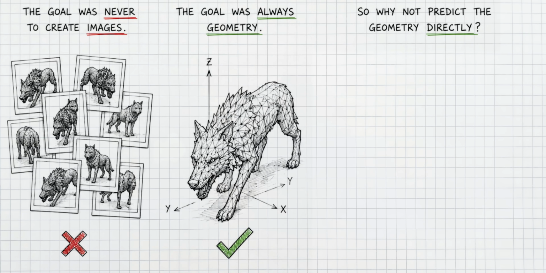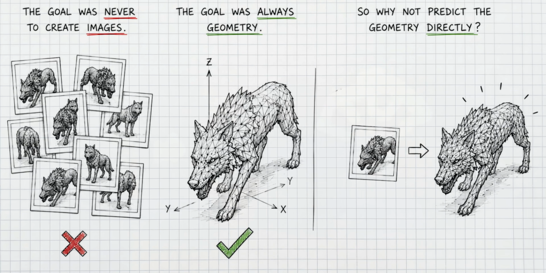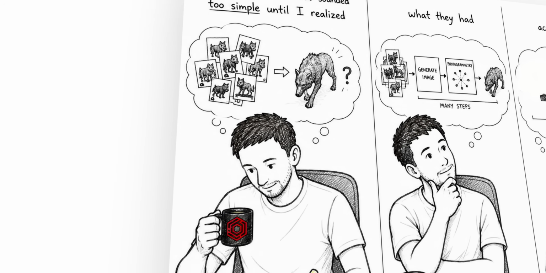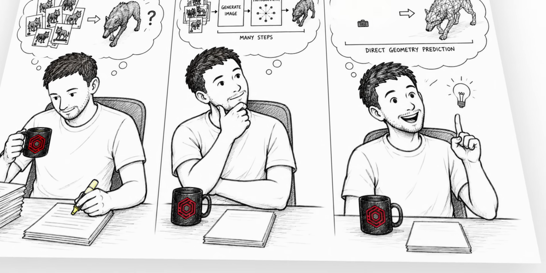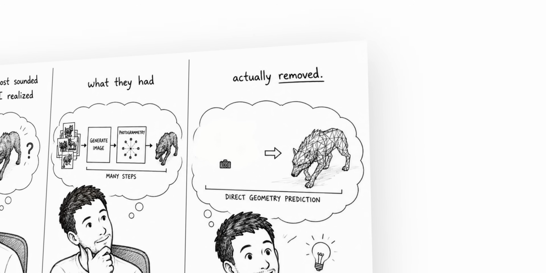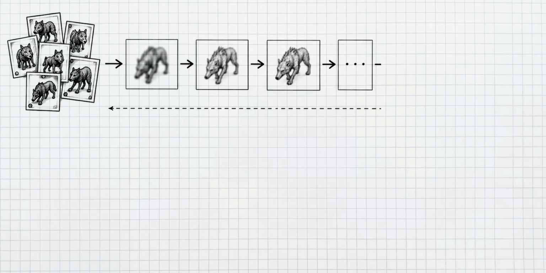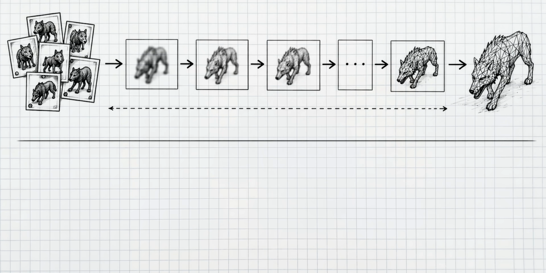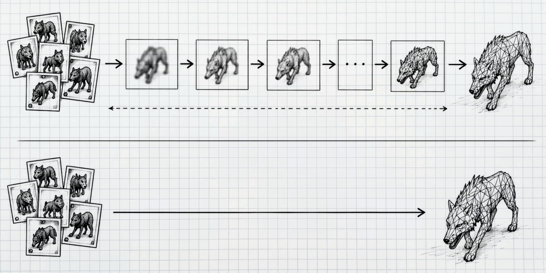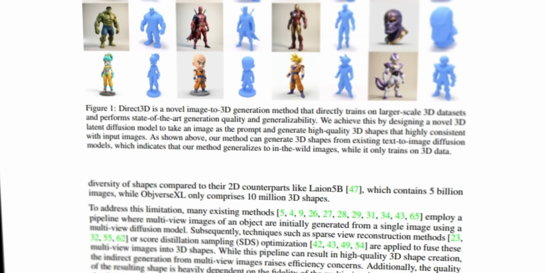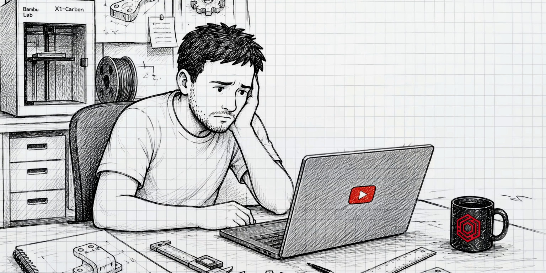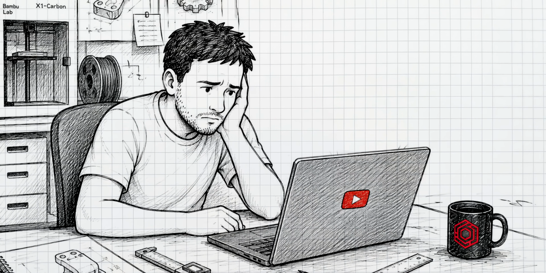So why not predict the geometry directly? At first, that almost sounded too simple, until I realized what they had actually removed. They didn't just remove a step, they removed an entire chain of prediction. Instead of photo to prediction to prediction to geometry, the pipeline becomes photo to geometry. It's still making a prediction, but it's predicting the thing you actually want instead of several intermediate things first. As an engineer, that immediately made more sense to me.